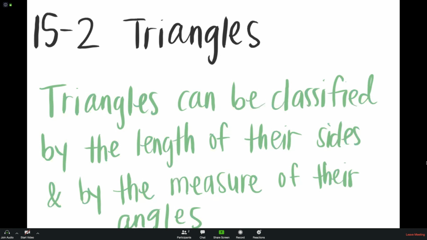Today we're going to be focusing on 15-2 and we're going to be classifying triangles. So today we're only going to spend the time looking at the different properties that make up triangles. They can be classified based on their sides and their angles. So we're only going to focus on this particular polygon, okay?